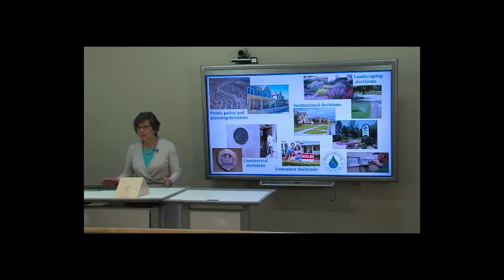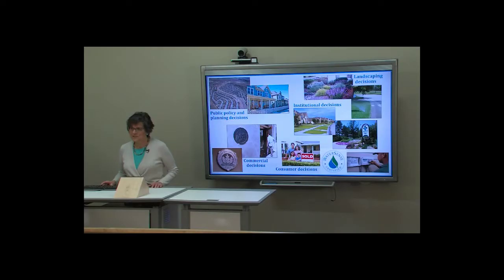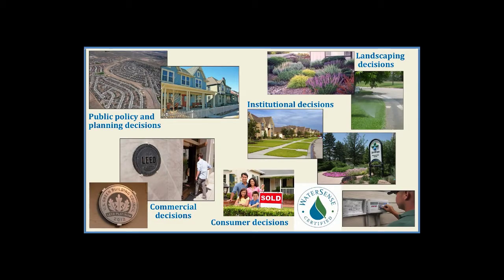Institutional decisions are important for the reason that they affect the decisions of many other people. Homeowner associations and condominiums, for instance, might have landscaping ordinances that influence all the homeowners that live within their boundaries. Government institutions can make decisions that affect all of their buildings or all of the properties that they manage. Consumer decisions, finally, are very important. Where people choose to live, the kinds of appliances they choose to buy, and how much water they choose to use and to pay for is a big factor in urban water demand.